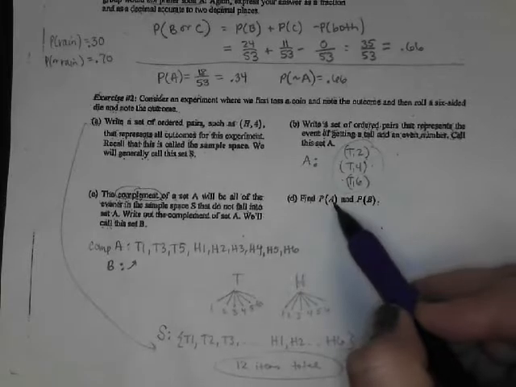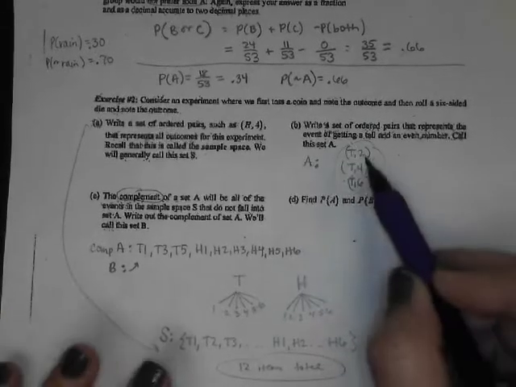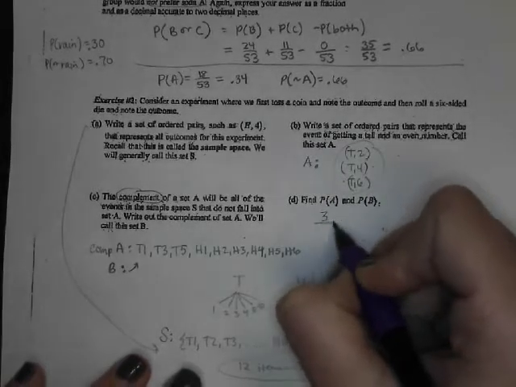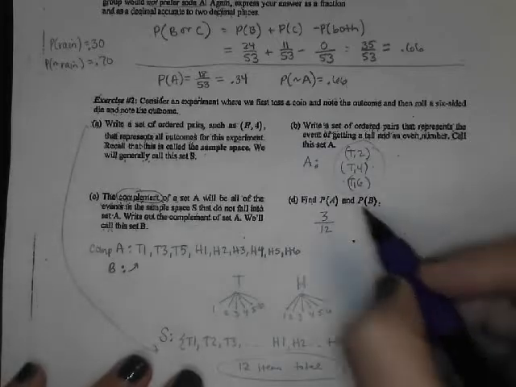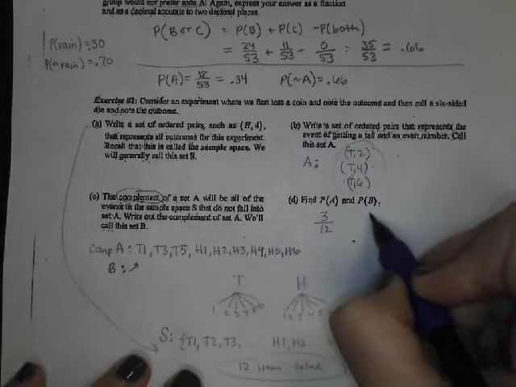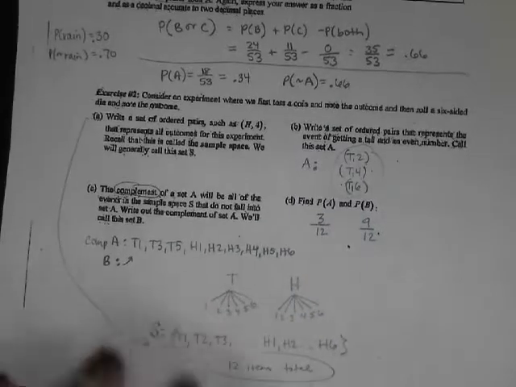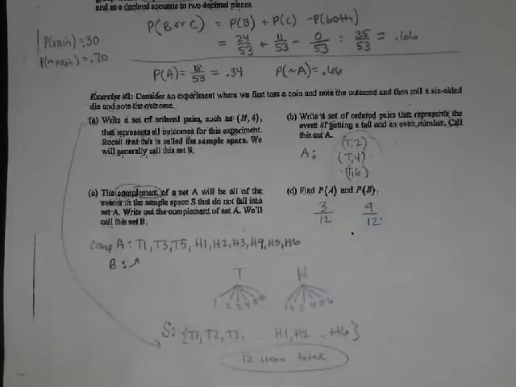So the probability of A happening, meaning a tails with an even, is 3 out of 12. And separately, the probability of B happening is 9 out of 12. And you'll see, again, that those two complementary events should add up to 1. They do. 12 out of 12 is 1.